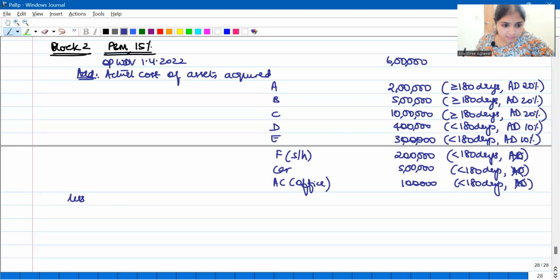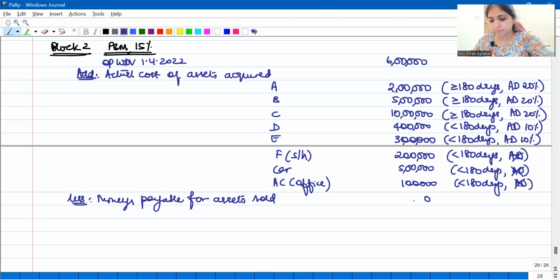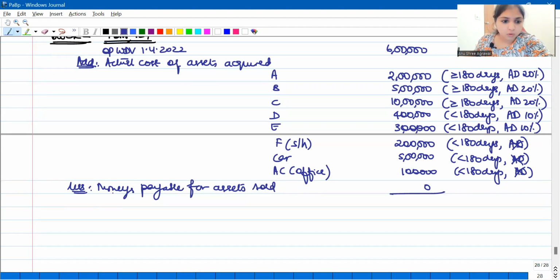After this, what will we subtract? Money payable for assets sold. Have we sold any asset during the year? No. So add up. What's the closing WDV on 31st March 2023? Be careful. Give me the correct number. How much do you get? 38 lakhs.